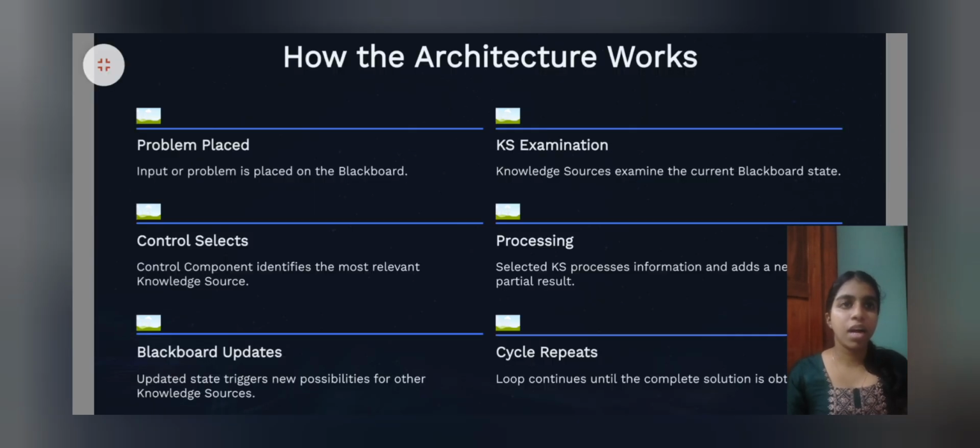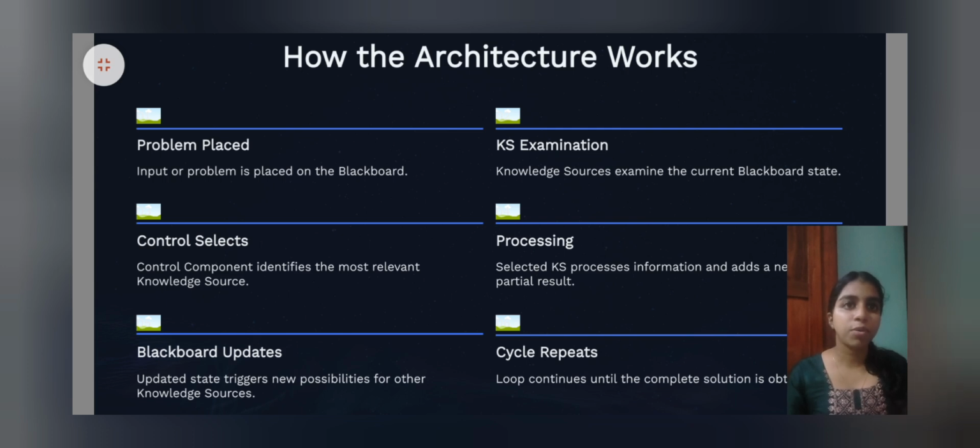Now let us understand how the Blackboard architecture works step by step. First, the input problem is placed on the Blackboard. Second, all the knowledge sources examine the current state of the Blackboard and check whether they can contribute something useful. Third, the control component identifies the most relevant knowledge source and selects it for execution. Fourth, the selected knowledge source processes the available information and adds a new partial result to the Blackboard.